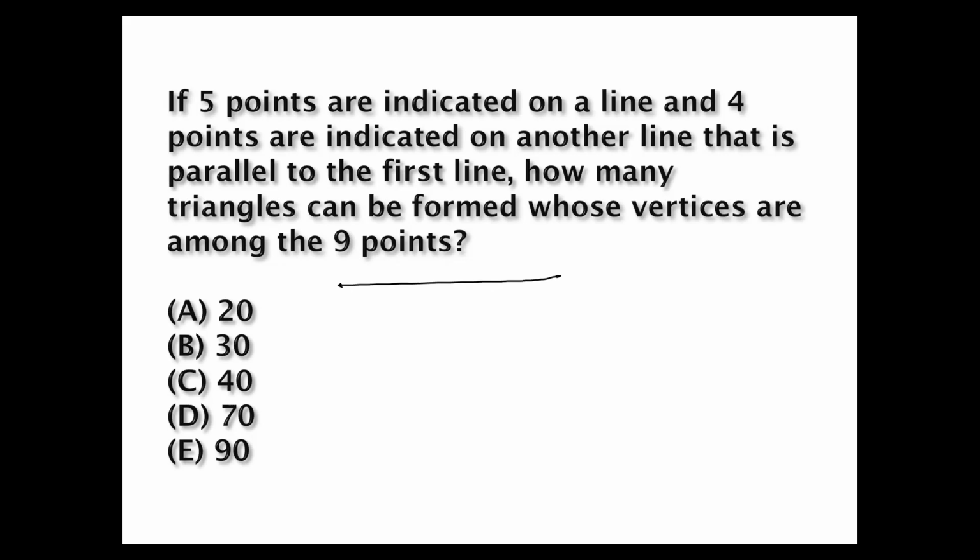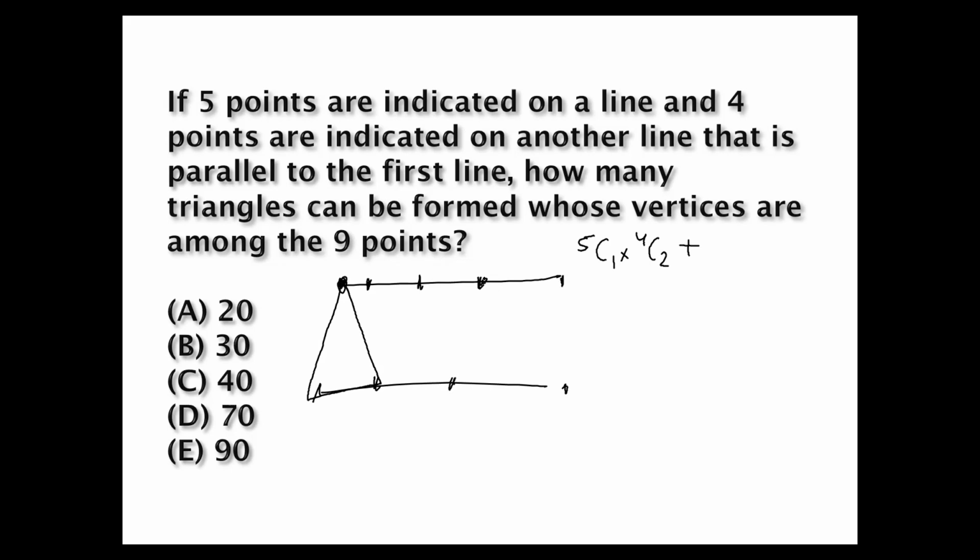Okay, so there are 5 points on this line: 1, 2, 3, 4, 5, and 4 here: 1, 2, 3, 4. How many triangles can be formed? To form a triangle, you need 1 point from here and 2 points from here. So that is 5C1 into 4C2.